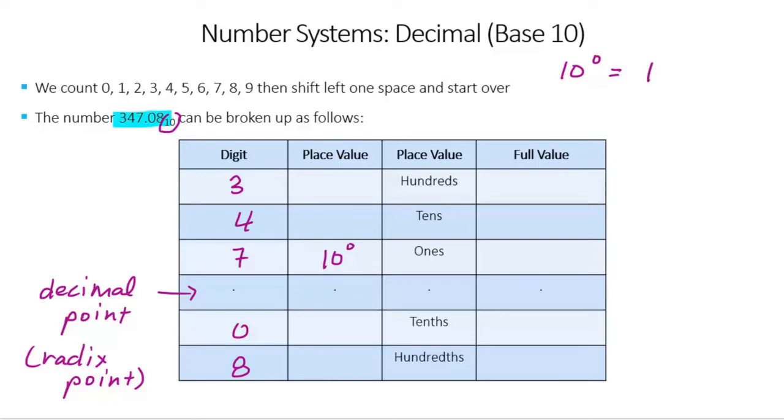The 4, on the other hand, is in the tens place value. It represents 4 groups of 10. Write this as the 10 to the power of 1 place value. The 3, it's in the 10 to the power of 2, or the hundreds place value. The 0, well, if I follow this trend, the 0 is in the 10 to the power of -1 place value. What is 10 to the power of -1?